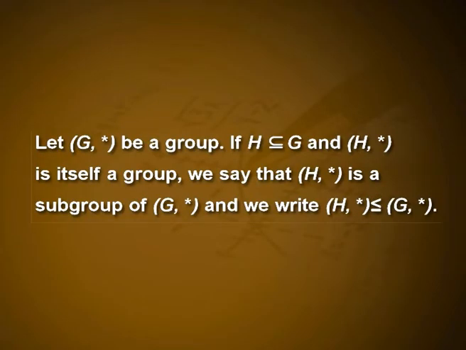Subgroups. Definition. Let G star be a group. If H is a subset of G and H star is itself a group, we say that H star is a subgroup of G star, and we write H star less than or equal to G star. Note that in order to be a subgroup, the subset H must be a group under the same binary operation as that defined for the group G star.